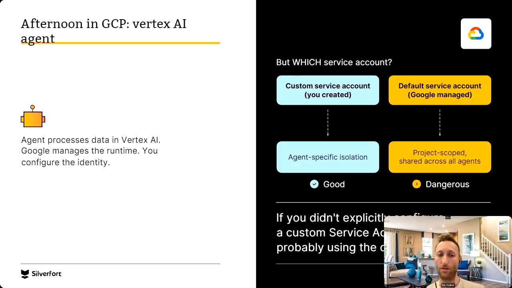The second option is to use the default service account, the one that Google manages, okay? The problem with the default service account is that it's project scoped, shared across all agents in that project, okay? So again, if you didn't explicitly configure a custom service account, you're probably using the default one, right? And then you are at risk of sharing that same service principal across all the agents in the same project. So if one is exposed, all of them are exposed.